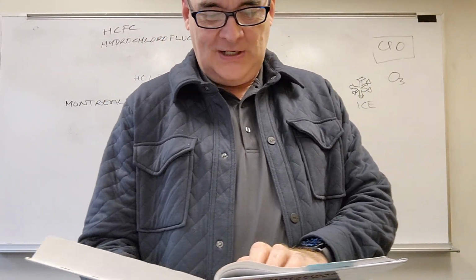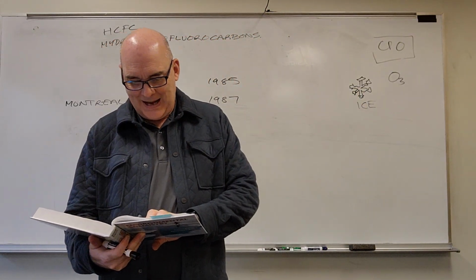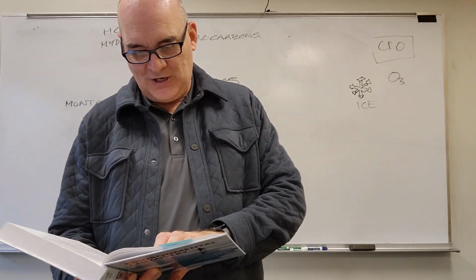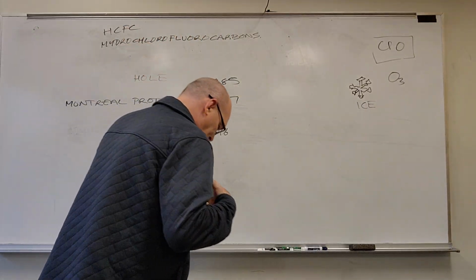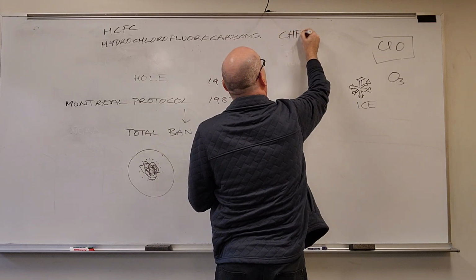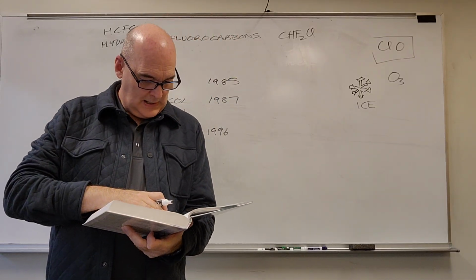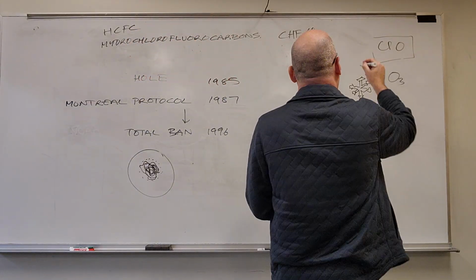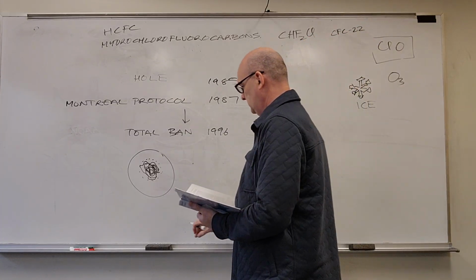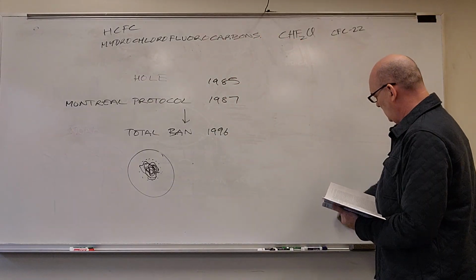Temporary replacements for CFCs were employed in the 1990s. This is page 58. Early on, we had HCFCs, hydrochlorofluorocarbons. The most important were CHF2Cl. So this guy up here, CHF2Cl. And that one became known as CFC 22. They all have numbers like this, but this is 22.